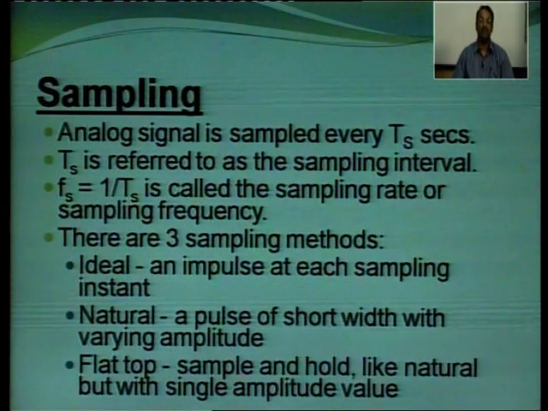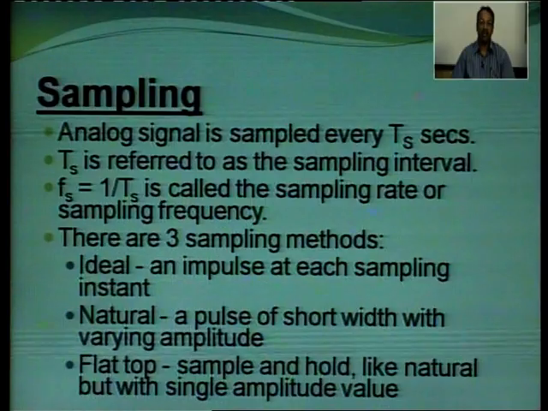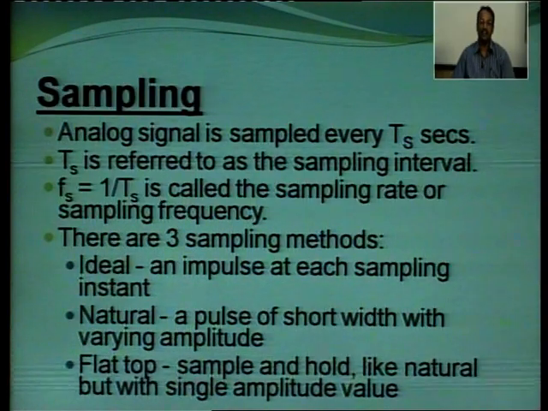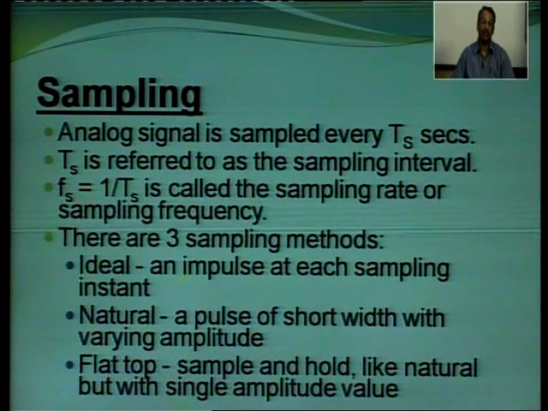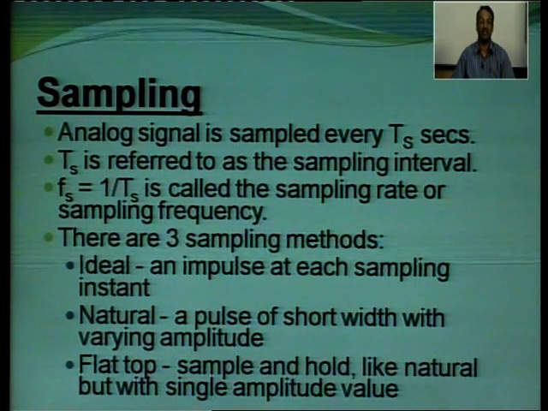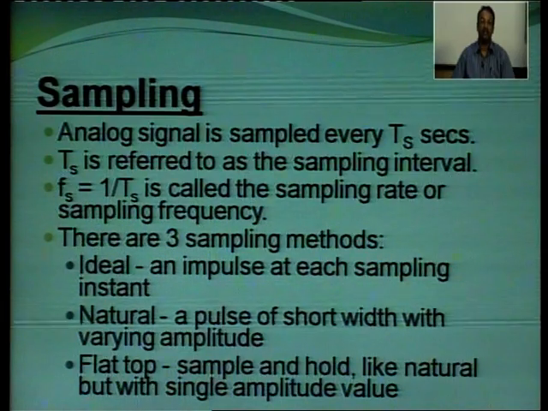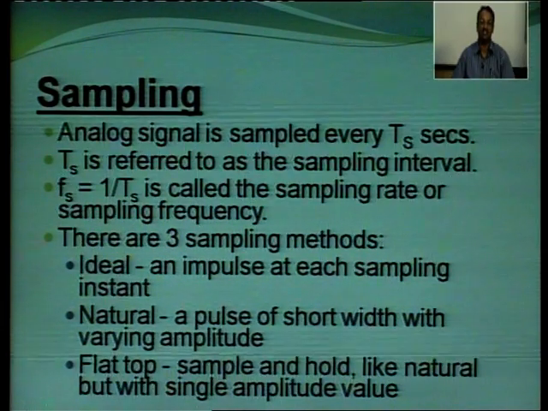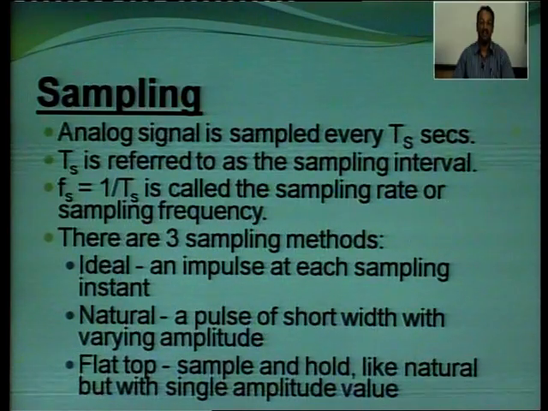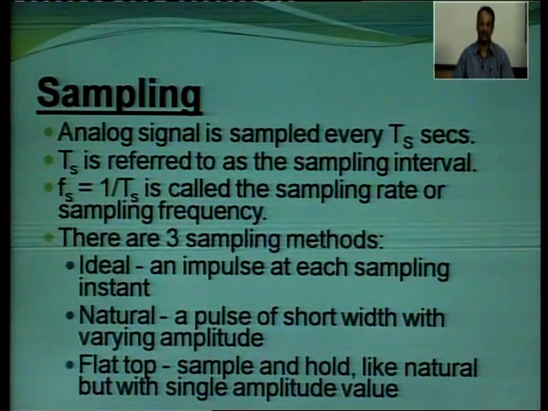Sampling: the analog signal is sampled every Ts seconds. The sampling interval that is kept for the sampling is Ts. So the sampling frequency Fs is equal to 1 upon Ts. It is called as sampling rate or sampling frequency.